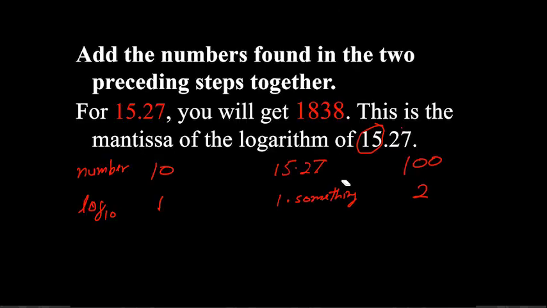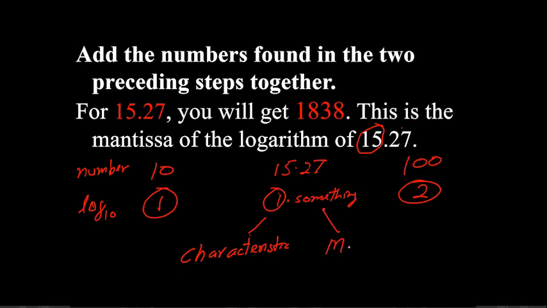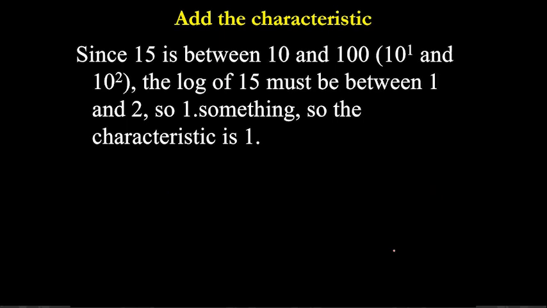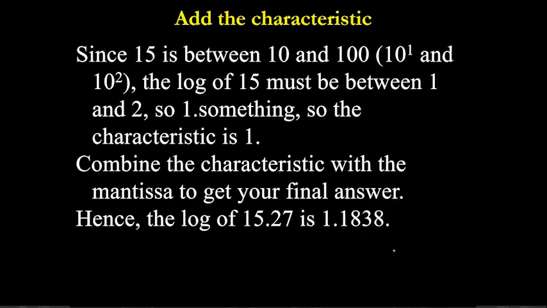Because it will be between 1 and 2, it will be 1 point something. So the characteristic will be 1. That is the characteristic. This part is called the mantissa. So the characteristic we decide from the decimal point. It means the log of this one will be 1 point, whatever we obtained from the log table, 1838. And these are the steps you will be following for every log.